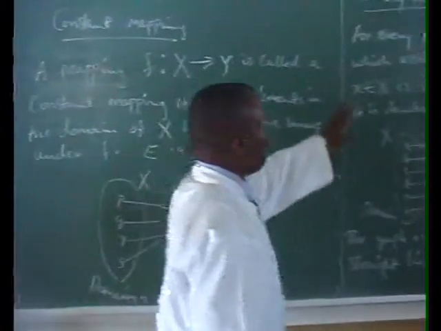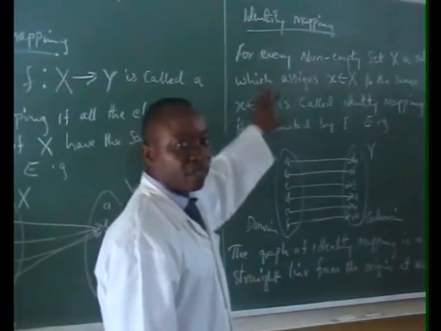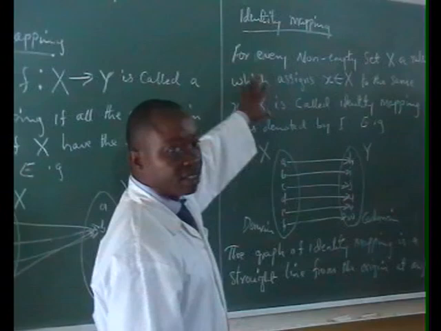Now, another type of mapping we are going to look at is identity mapping.